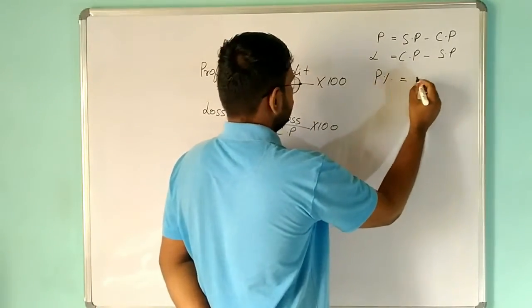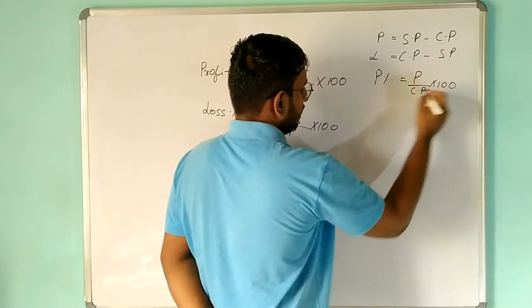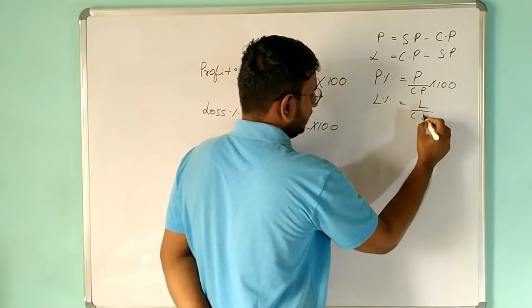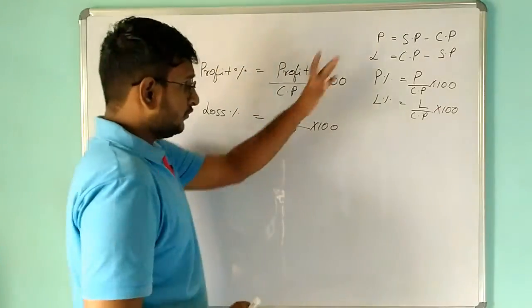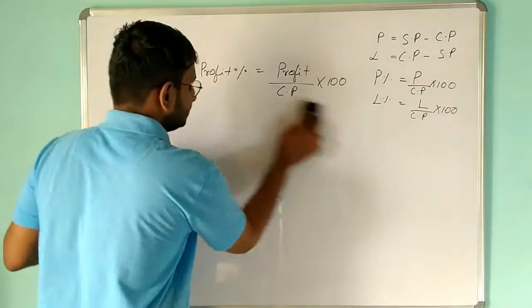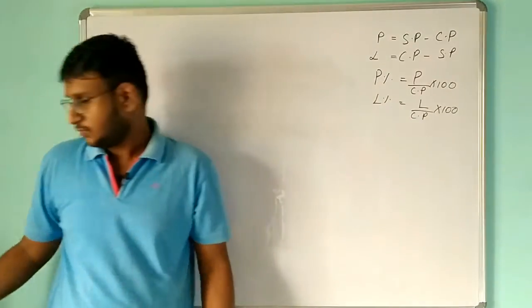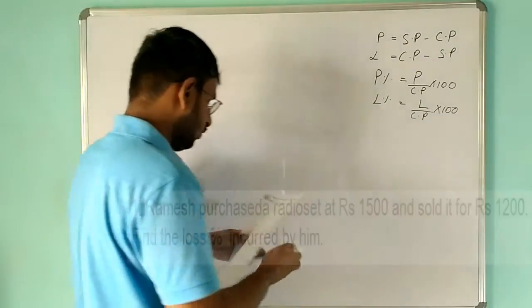Profit percentage is equal to profit by CP into 100. Loss percentage is equal to loss divided by CP into 100. So we have seen almost 4 formulas. Now let's see a simple problem with respect to these 4 formulas, so that you can get the concept of it.